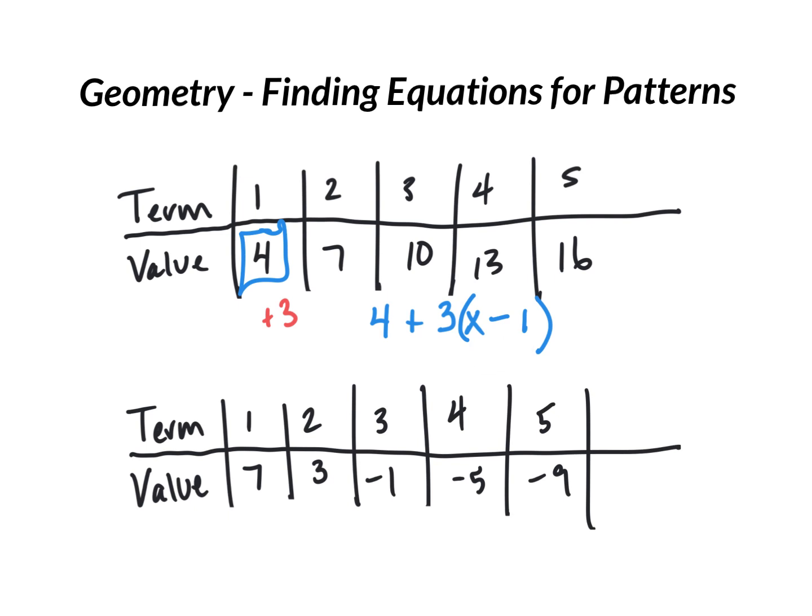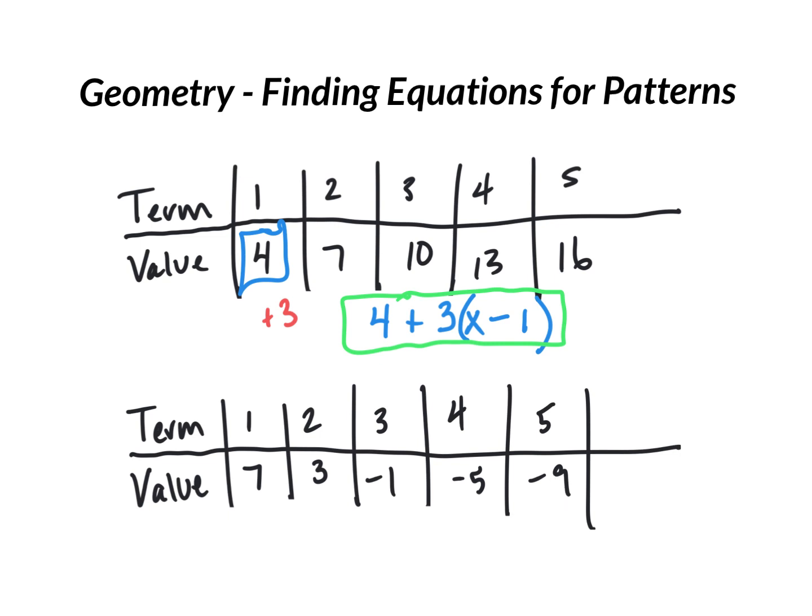So this then is the equation that would allow me to plug in 100 if I wanted to and get the 100th term. Let's do one more. So I went from 7 to 3. To me it looks like a subtraction of 4. Let's see if that's consistent. It is. I'm just subtracting 4.